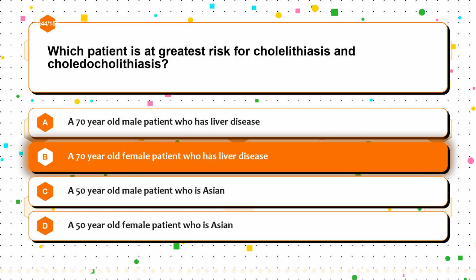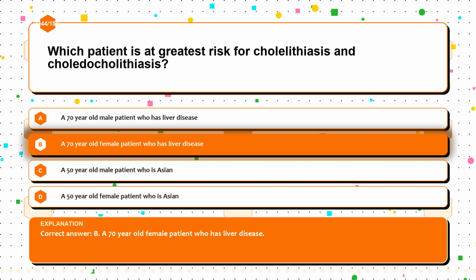The correct answer is option B, a 70-year-old female patient who has liver disease.